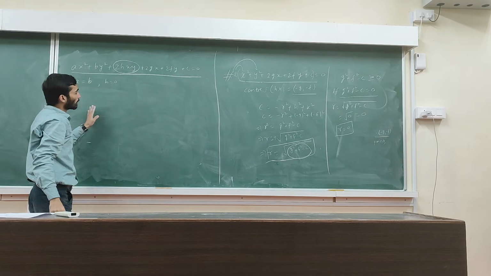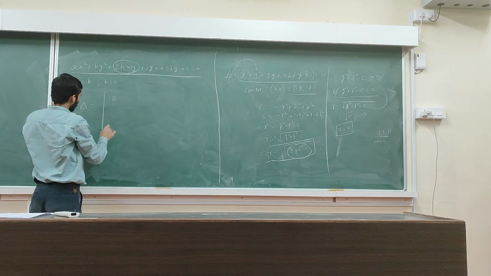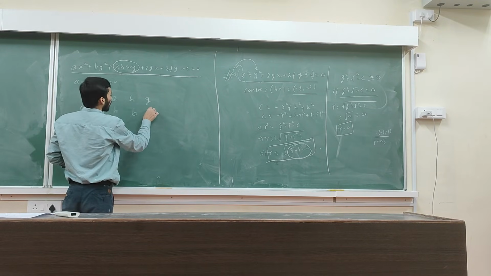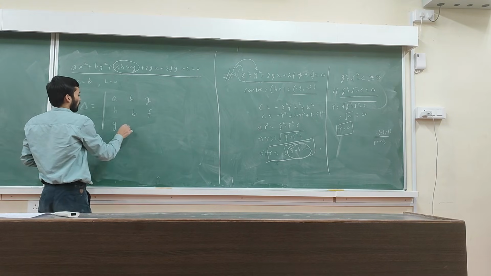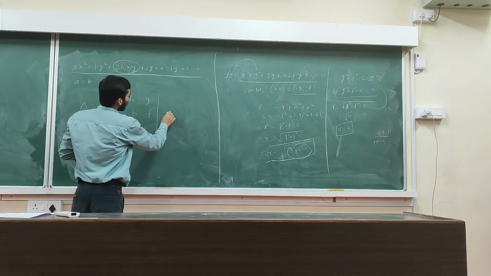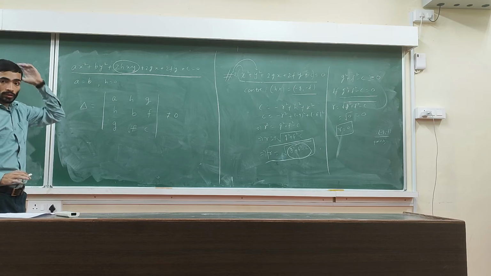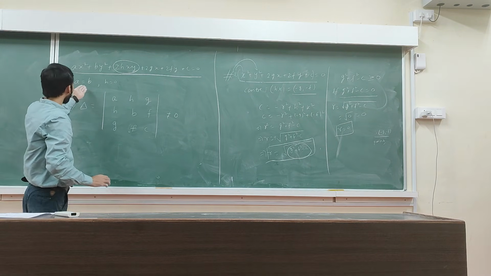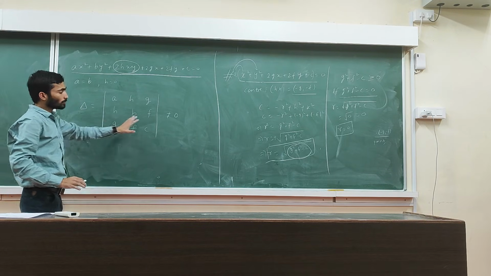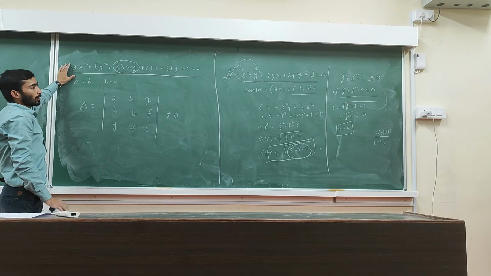And one more condition is there. We have to find the determinant, which is equal to a, h, g; h, b, f; g, f, c. You have to check it must be non-zero. If it is 0, then it will not represent a circle. So these are three conditions: A must be equal to B, h must be equal to 0, and this determinant must be non-zero. Then this equation will represent a circle.